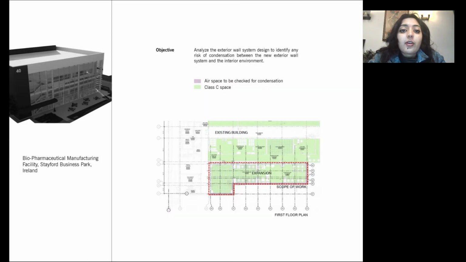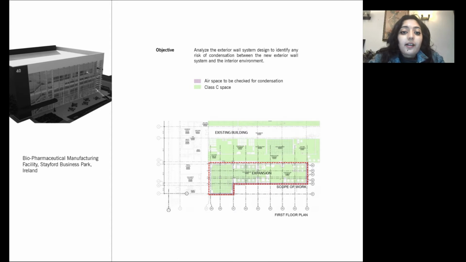The project included an existing Class C facility and an additional wing to be planned on the south facade. The new construction, marked by the dotted red line, was primarily to increase Class C spaces including cold storage, control room, mechanical rooms, buffer platforms, etc.